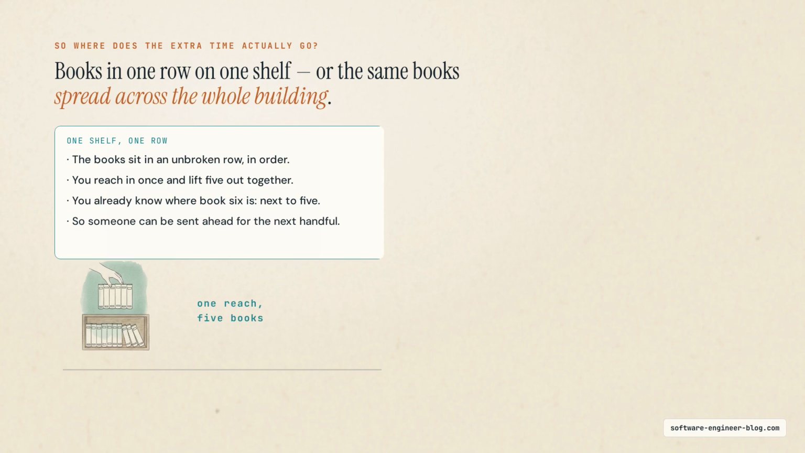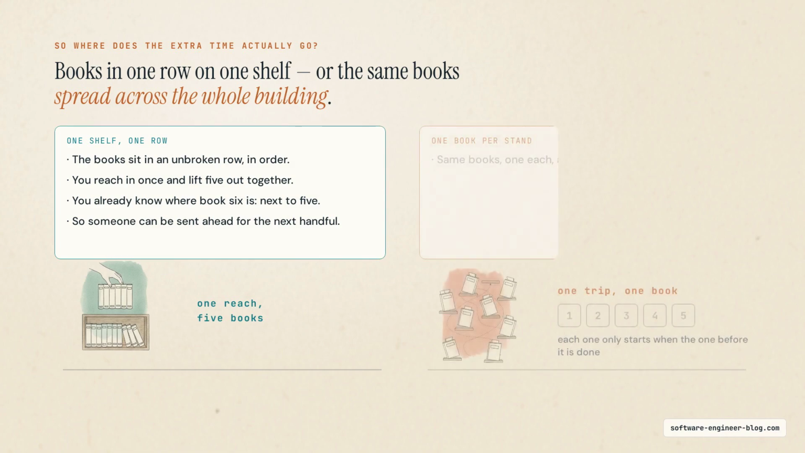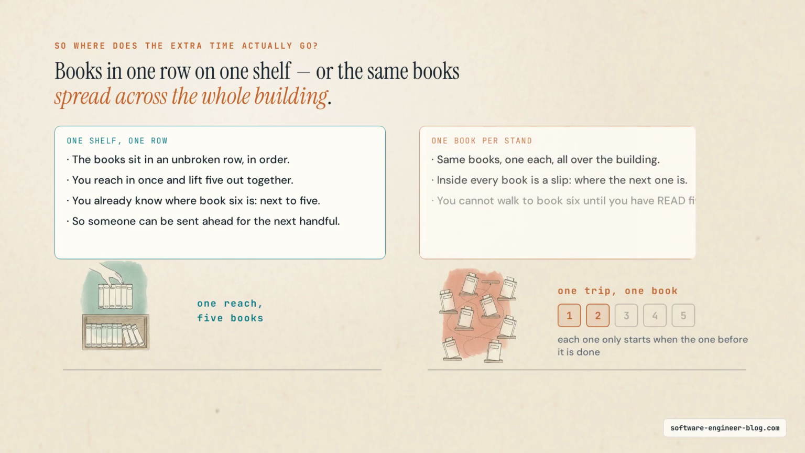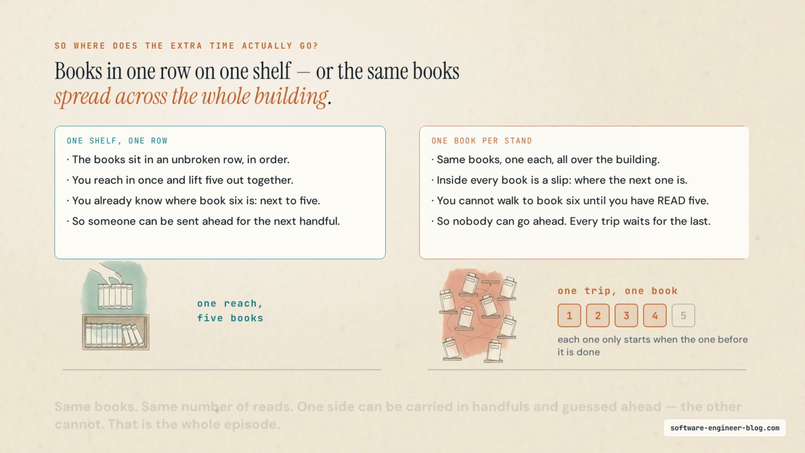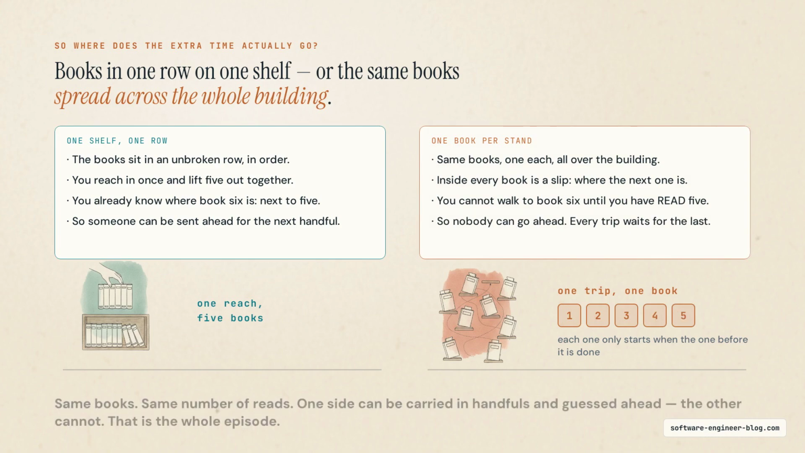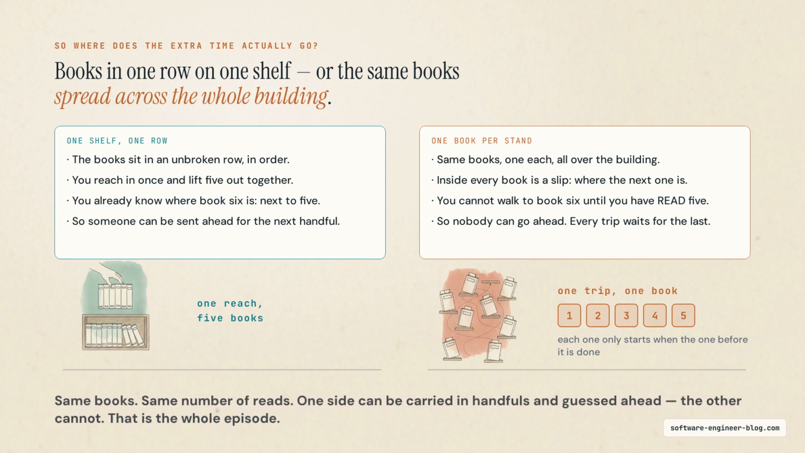On the right, the same 8 books, but each one is on its own stand, spread across the whole building. Inside every book is a slip of paper that tells you where the next book is. Now you cannot walk to book 6 until you have read book 5, so nobody can be sent ahead. Every trip has to wait for the trip before it to finish. Same books, same number of reads. One side can be carried in handfuls and guessed ahead. The other cannot. That is the whole episode.